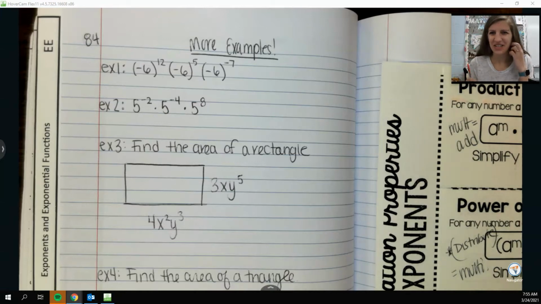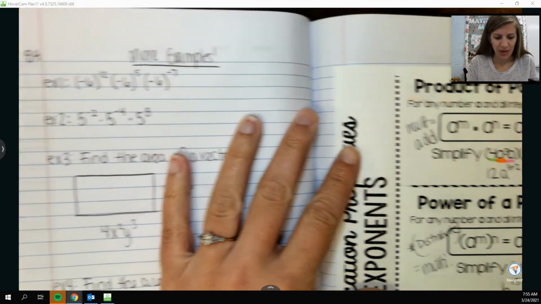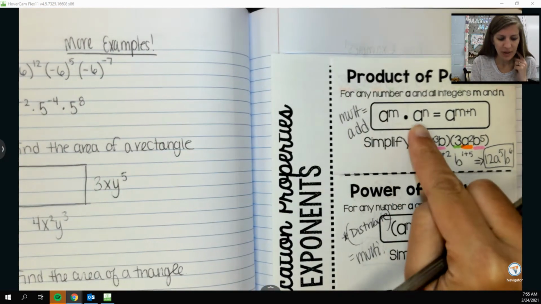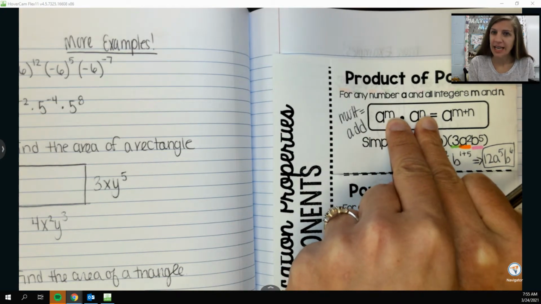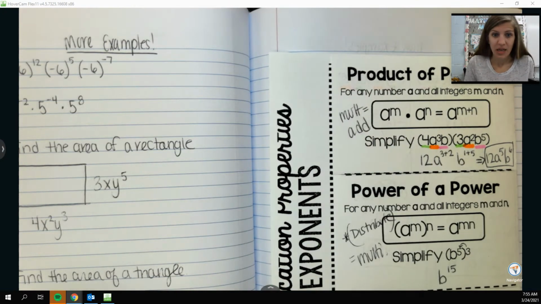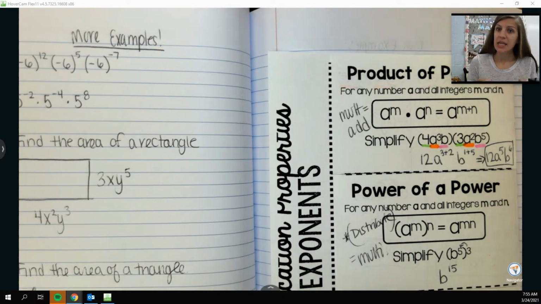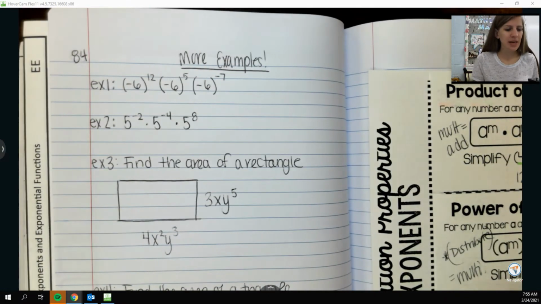All right, guys, we're going to do some more examples with multiplication and exponents. If we remember, if I am multiplying bases that are the same, then the shortcut is that I can add their exponents. And then if I have parentheses, I'm going to distribute to all the exponents in there. And when I distribute, I multiply.